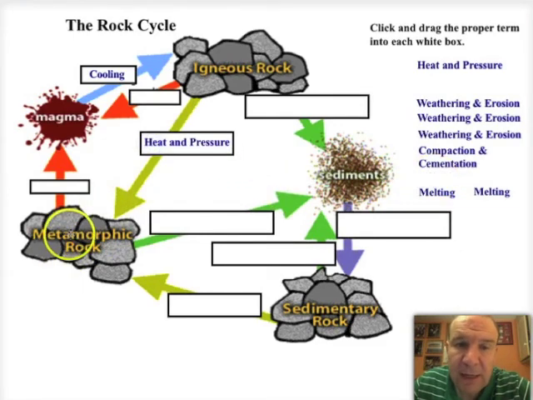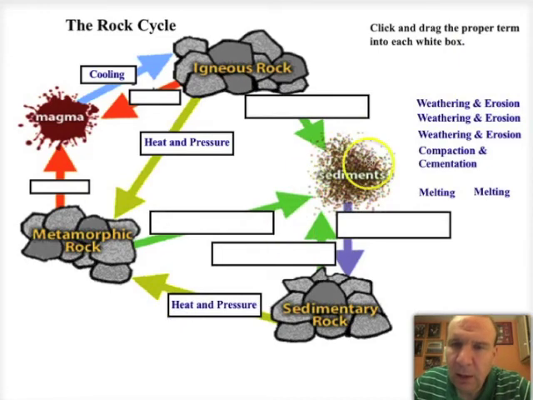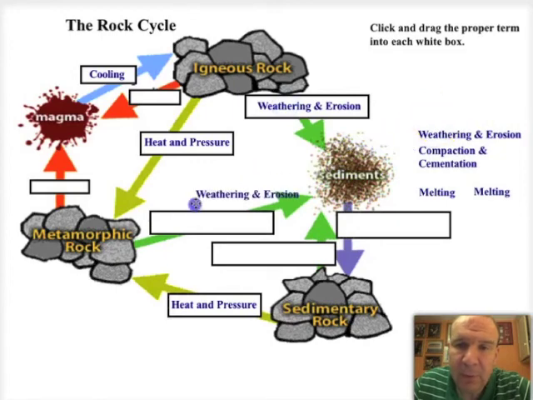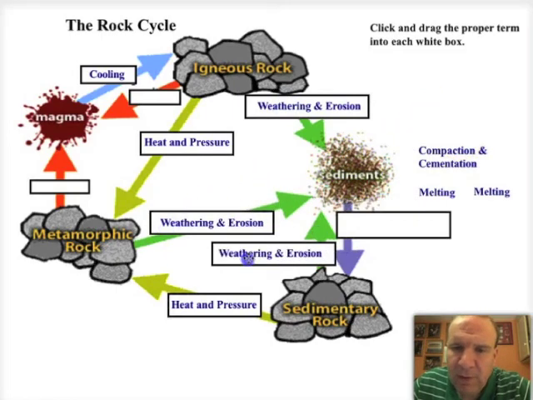So if you know that heat and pressure creates metamorphic rocks, look at the two arrows that point towards metamorphic rock. They're both going to be heat and pressure. Now, in order to get sediments, how do you get sediments? We mentioned this in class. They have to be weathered down. And so weathering and erosion: weathering is the breaking down of rocks, erosion is the movement. So I'm just looking at the arrows. And here's a secret for you, it's not really a secret, you'll probably figure this out: if you can figure out one arrow, all the other arrows are the same.